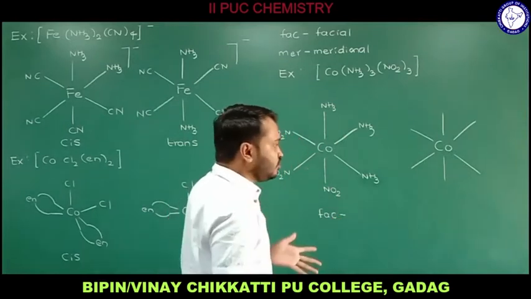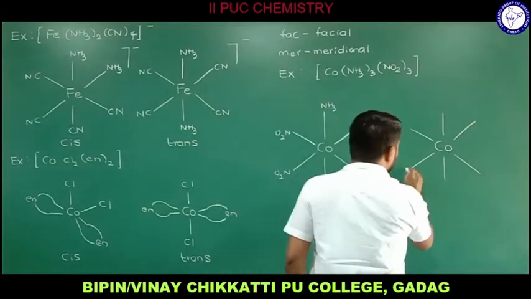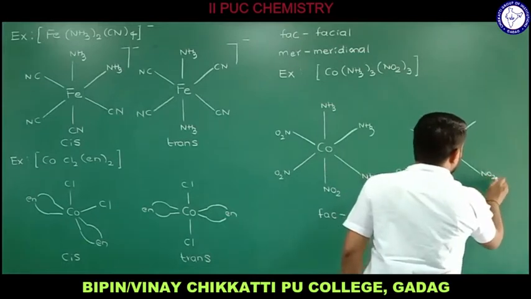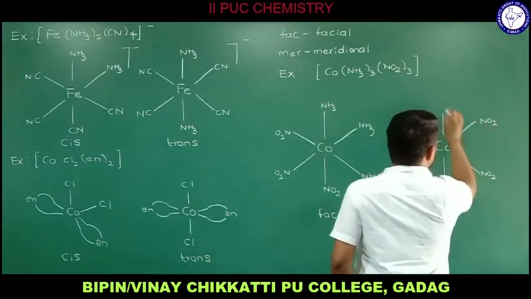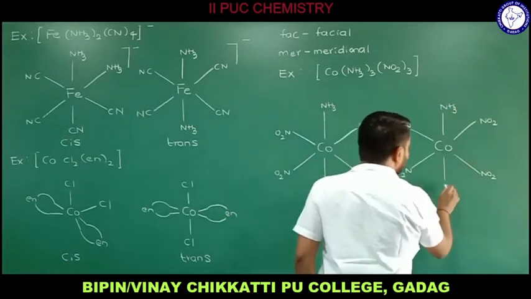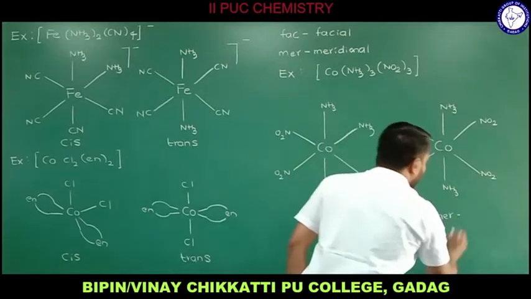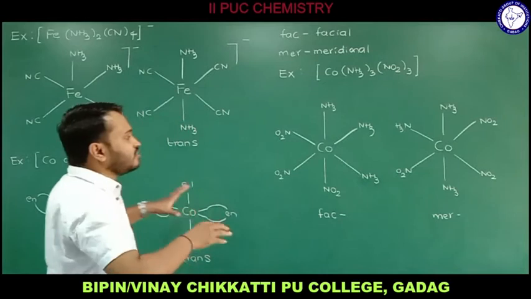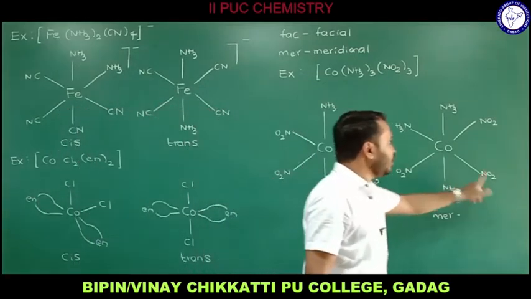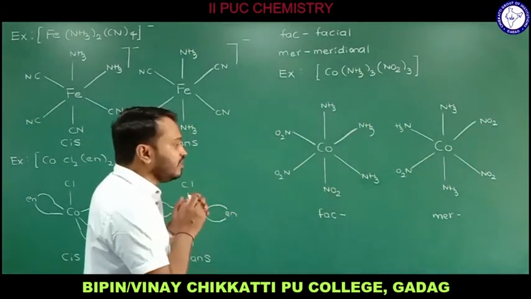One more structure I am going to draw here, and that is for the meridional. Let me place NO2 here, one more NO2 here, and one more NO2 here, and the remaining NH3 I write here, NH3, NH3 and NH3. So this is the meridional isomer, how we draw it. Now the question arises: why have I represented the NO2 ligands in this fashion, and how do we predict which one is facial and which one is meridional?